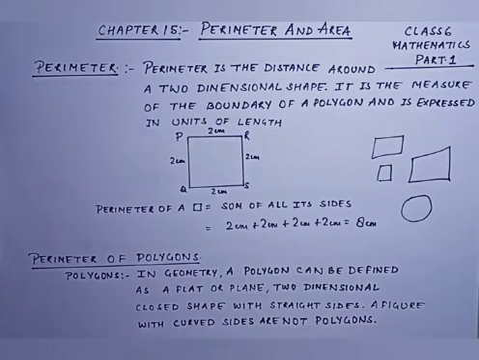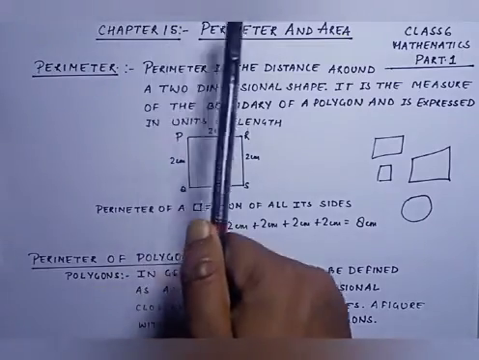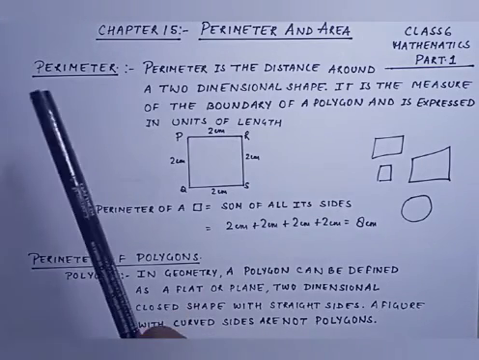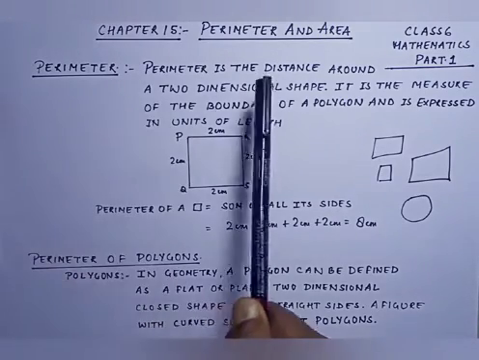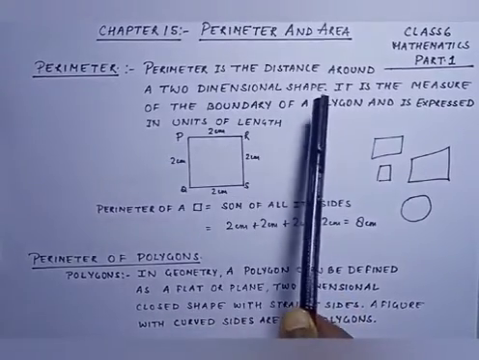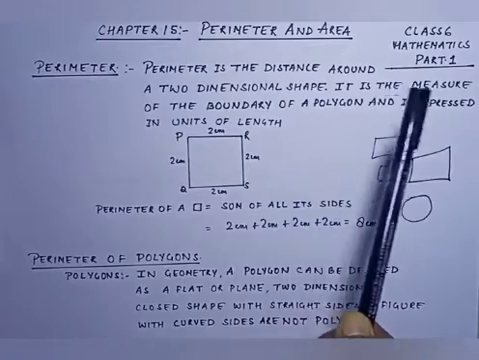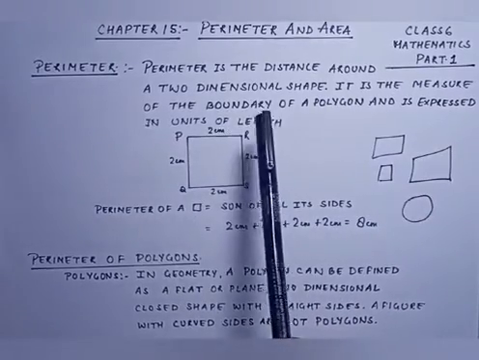Today we are going to start with the second chapter of final term, that is chapter 15, perimeter and area. I know most of you know what is perimeter, so let us revise it again. Perimeter is the distance around a two-dimensional shape. It is the measure of the boundary of a polygon and it is expressed in units of its length.